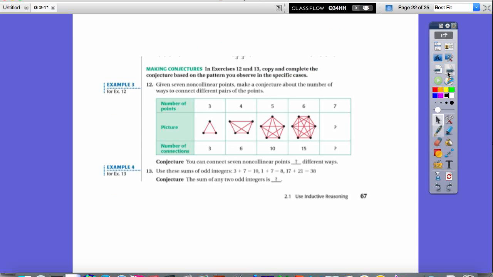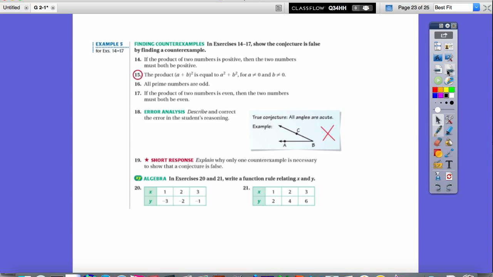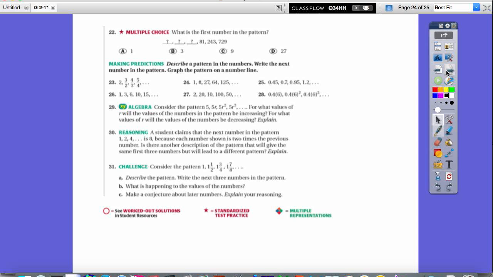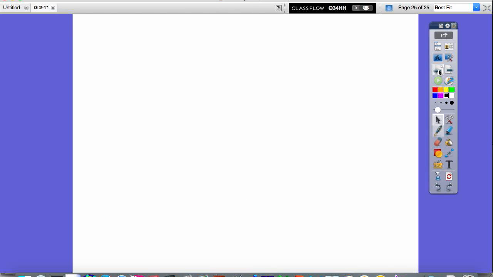Here are the problems that your homework comes from. Some of you will have difficulty eyeballing and understanding patterns in this section. You need to just try to do your best.